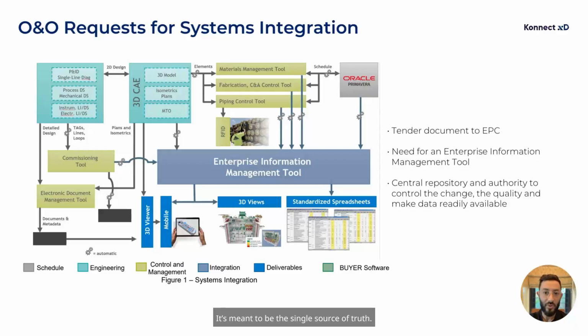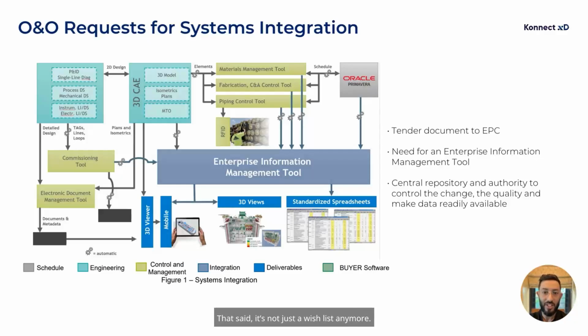It's meant to be the single source of truth. It's meant to control the data, ensure traceability, enable automation, enhance quality, and make data available throughout the life cycle. It's the system of systems, the one ring to rule them all. And yet, when you look closer, you realize something. No one really knows what it looks like. No one knows where it starts and where it ends. No single software can deliver it all.